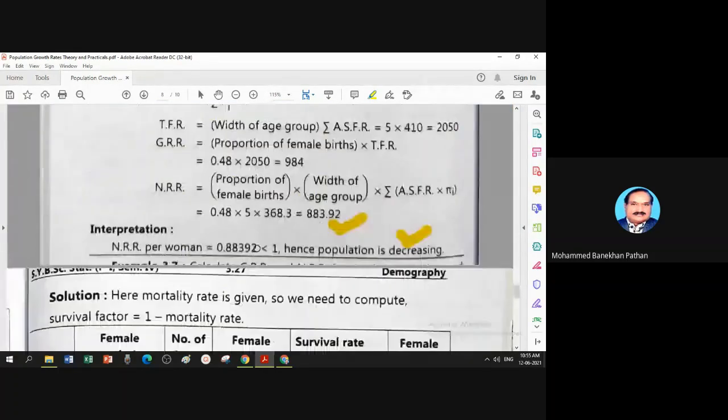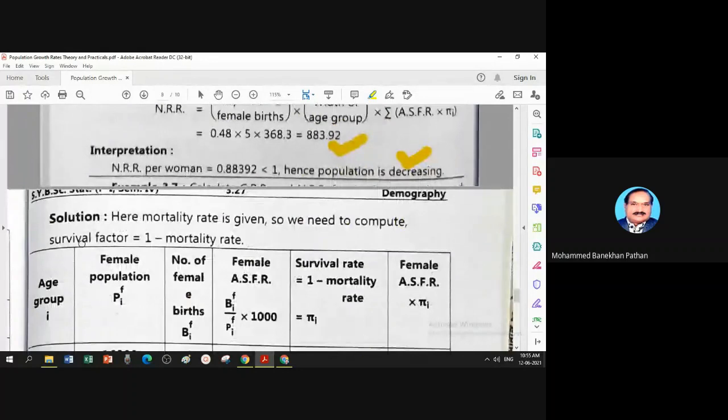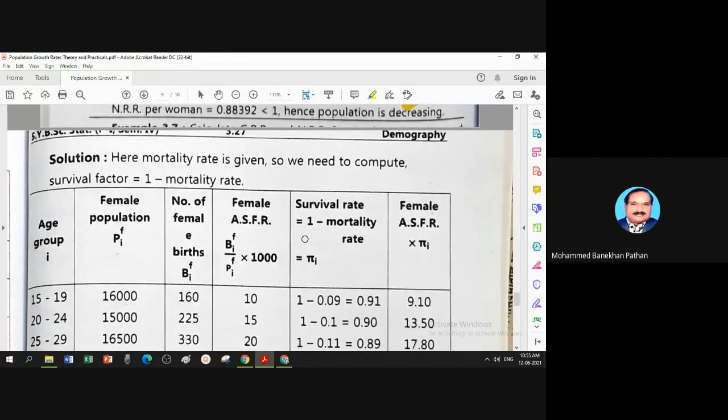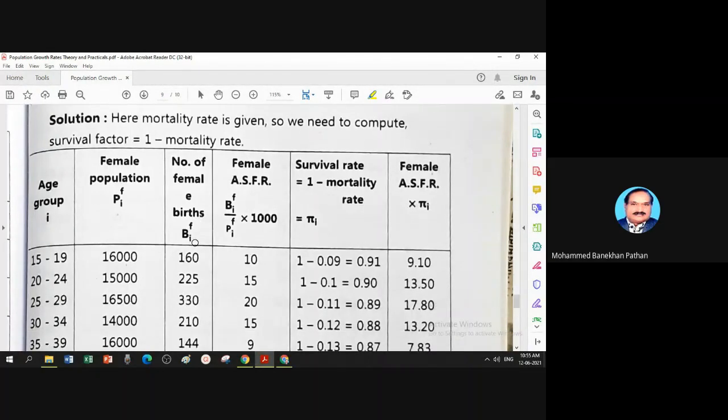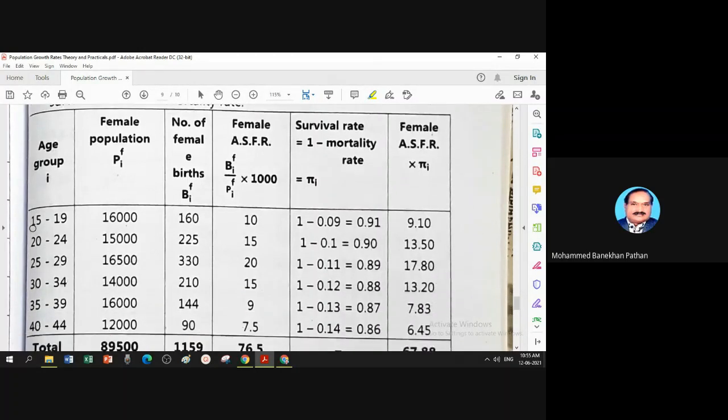So I get survival factor as 1 minus mortality rate because survival plus mortality equal to 1. Make the calculation table similar to your example 1. Column number 1, age group. Again, data is inclusive type. So number of years is 5.